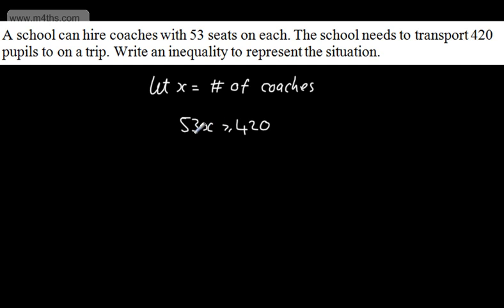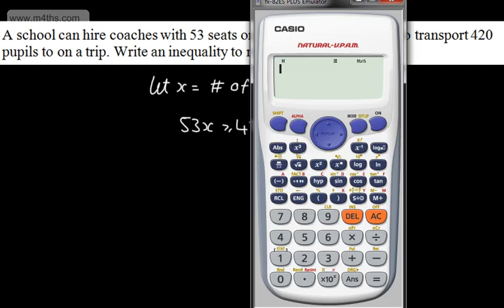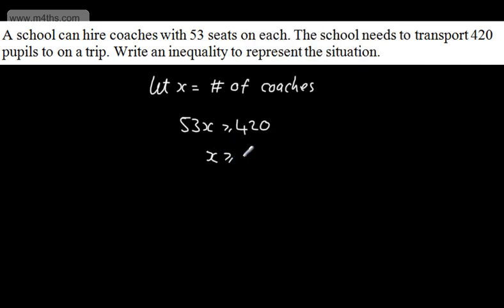So if we think about it reasonably, let's get the exact value. If we do 420 divided by 53, we're solving this in a very similar way now to an equation. It isn't an equation, what we can say then is that x must now be equal to or greater than 7.92 dot dot dot. So in context we can say x must be equal to 8. We can't hire now 7.92 coaches, as these are discrete values. You can have 1 coach, 2 coaches, 3 coaches, and so on. We can't have now 7.92.